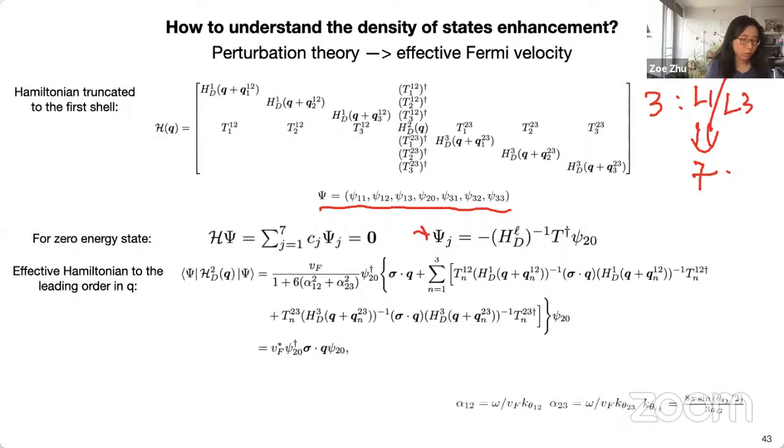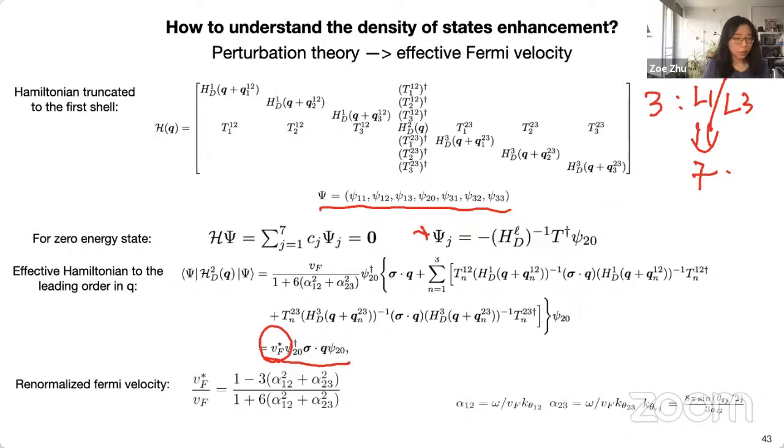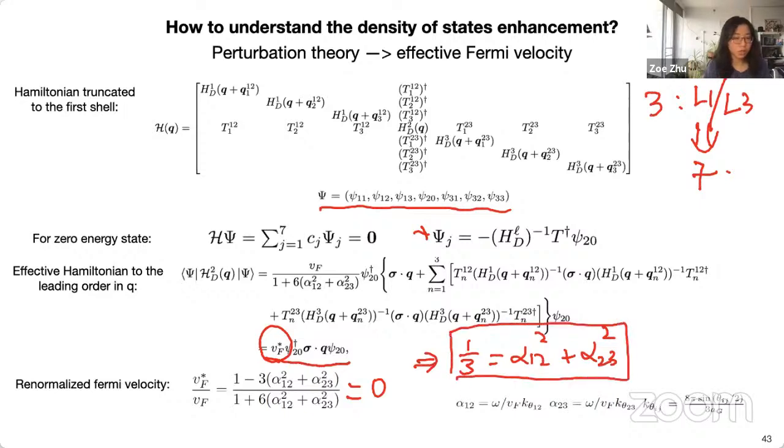Now we write down the effective Hamiltonian of the system to the leading order in q. Here is the expression you get, and the coefficient of this expression is the renormalized Fermi velocity, with the following form. If we're interested in the density of states enhancement, we set the renormalized Fermi velocity to 0, meaning that the band is perfectly flat, which gives us the expression α₁₂² + α₂₃² = 1/3. This is our magic angle condition for twisted trilayer graphene.